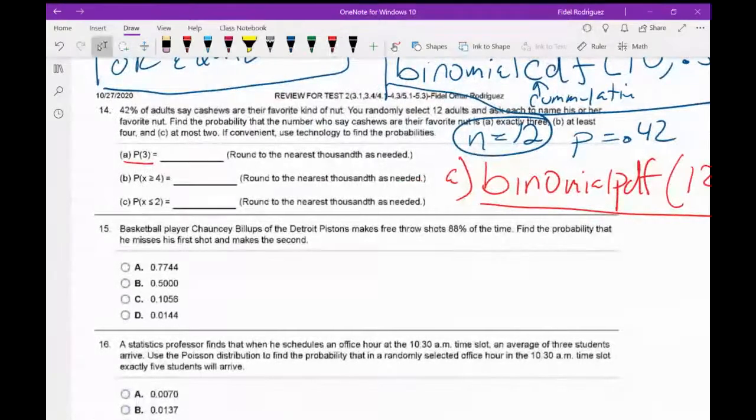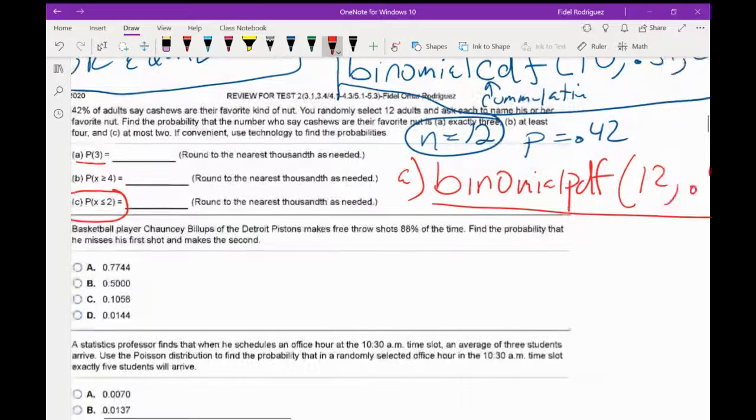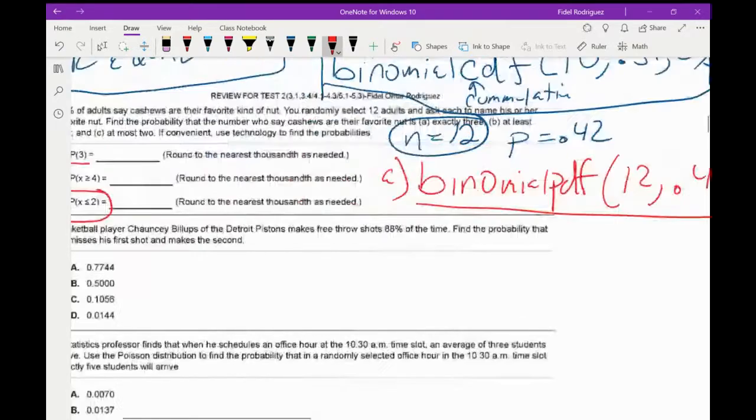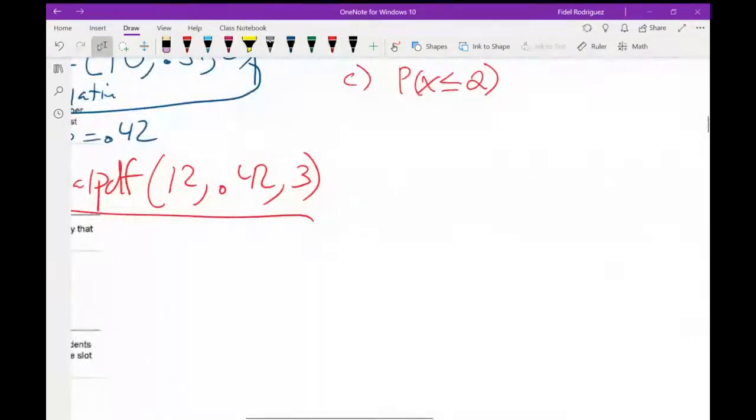Okay. All right. Now I'll tell you what, let's jump to part C. We were looking for the probability that x is smaller than or equal to 2. Remember what this means. This means the probability of 0, the probability of 1, and the probability of 2, and we're going to add those all up.